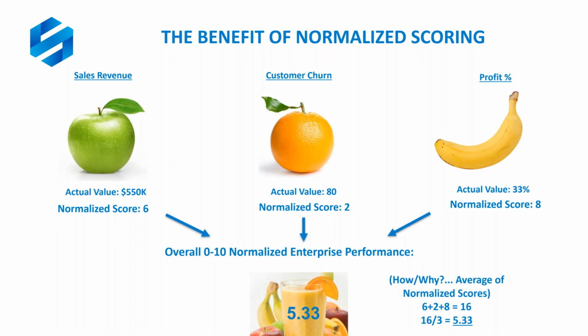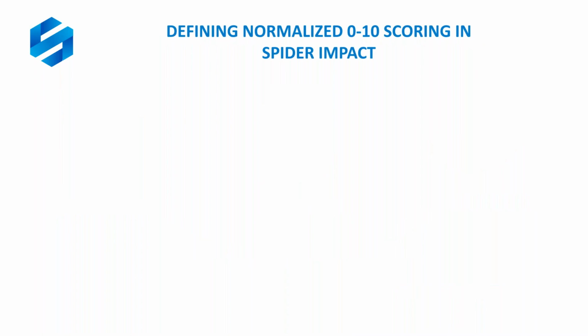Now, how did that come to life? Where and why did we get 5.33? It's really simple, folks. It's an average of those normalized scores. We took the 6 and the 2 and the 8, added them together to 16, and then divided equally by 3. Thus, our normalized score across all these measures is 5.33.